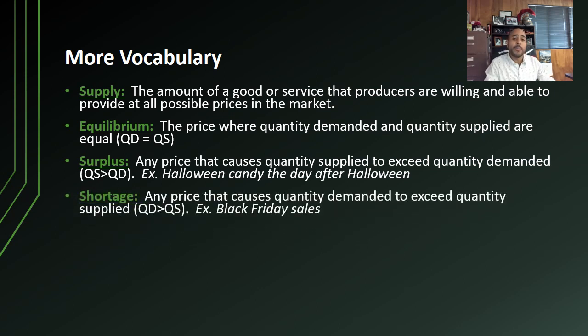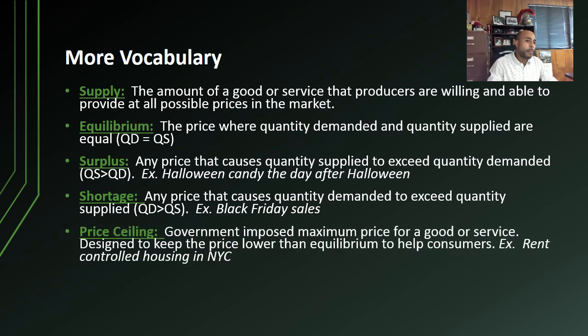Now, the opposite of a surplus is a shortage. A shortage is another mismatch between supply and demand. That's a price that would cause the quantity demanded to exceed the quantity supplied. So our quantity demanded is greater than our quantity supplied. A great example is what happens every year on Black Friday. On Black Friday, they put the prices of goods and services really, really low, much, much lower than the equilibrium price. That stimulates a lot of demand, but unfortunately the suppliers don't want to provide very many of those goods and services at such a low price because they lose profit.